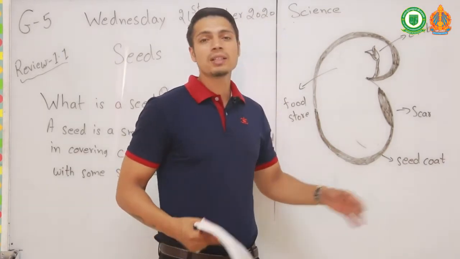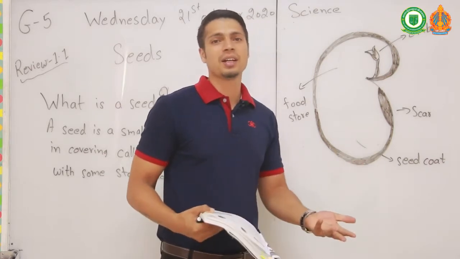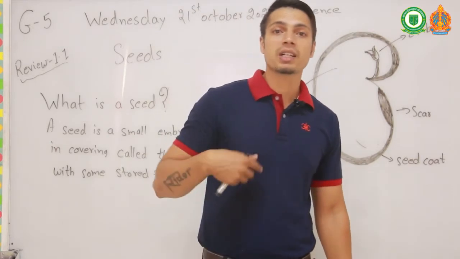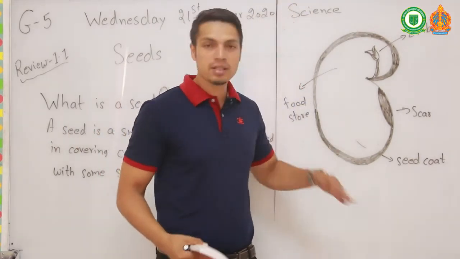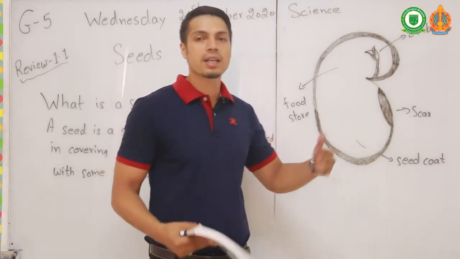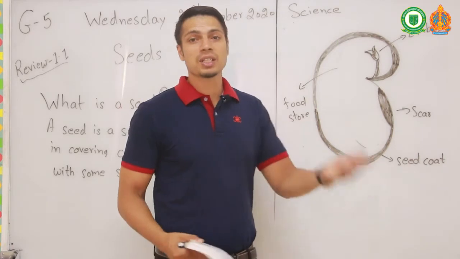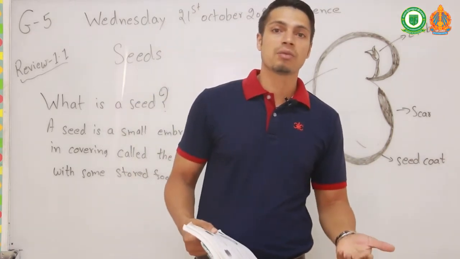So seed coat means raincoat, a raincoat we can say. Or we wear clothes to protect ourselves from sunlight. So we can say clothes, or we can say raincoat. So seed coat is basically a protective covering for the seed.